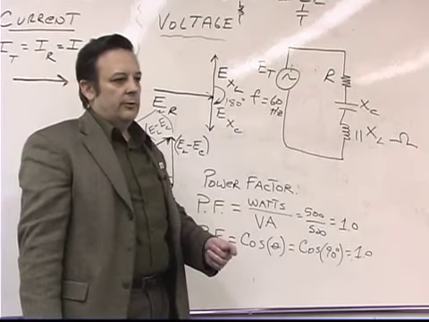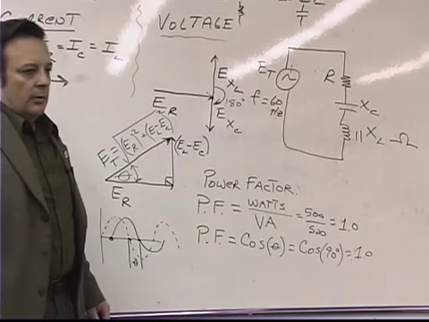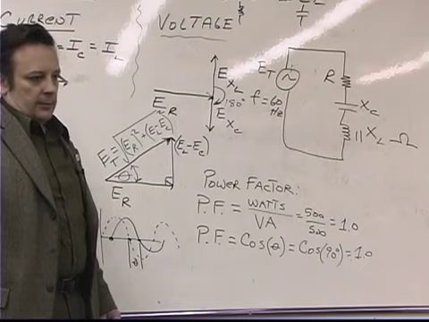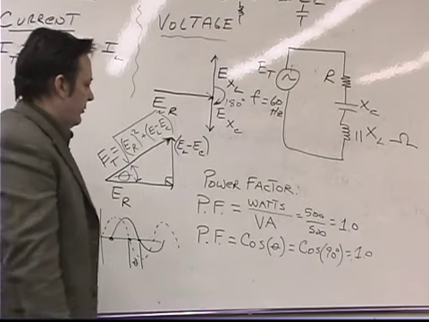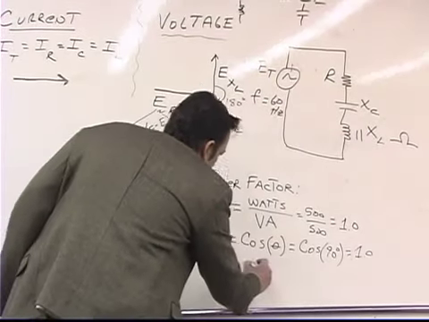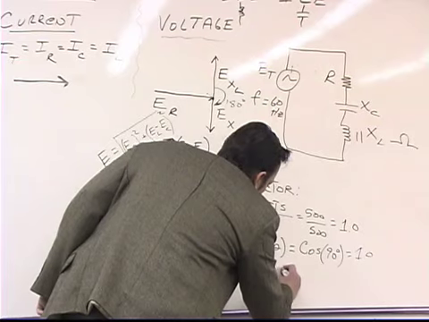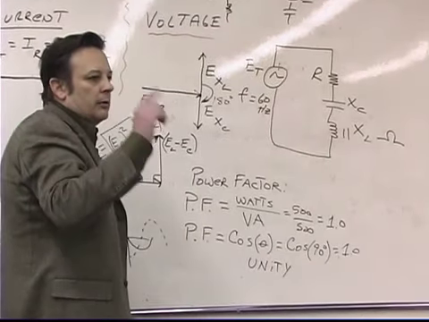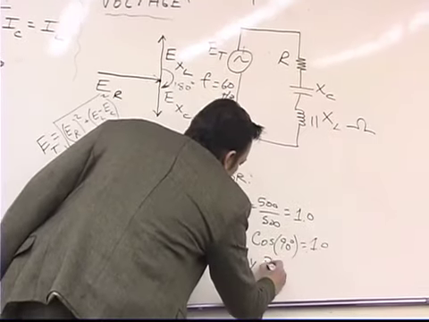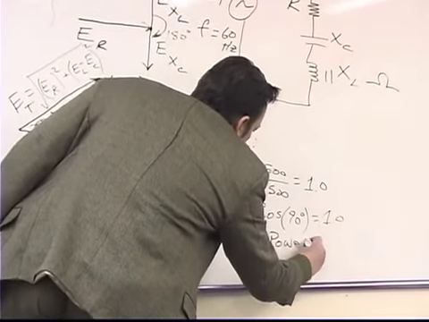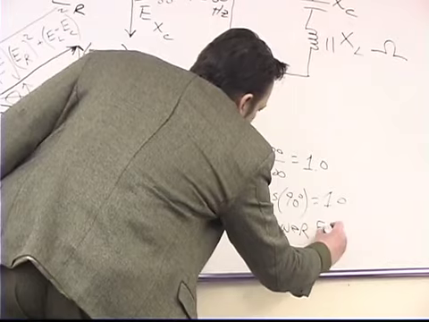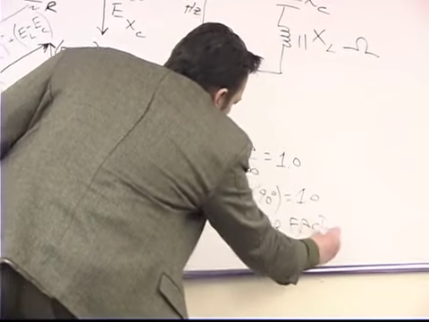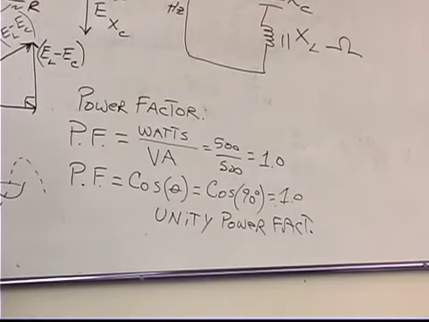Do you have a question, Adrian? The first one is called unity field. It's called unity power factor. Unity power factor. So this guy would be a unity, just meaning 1. Unity power factor. So that would be a unity power factor.